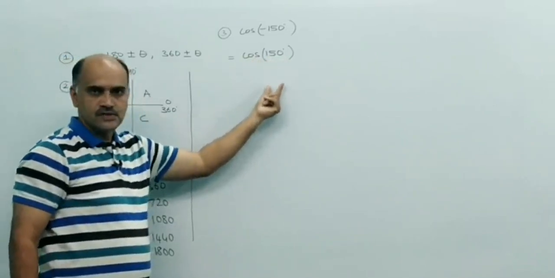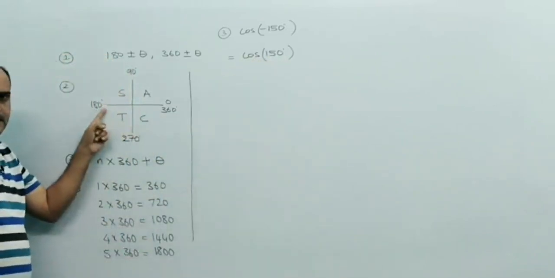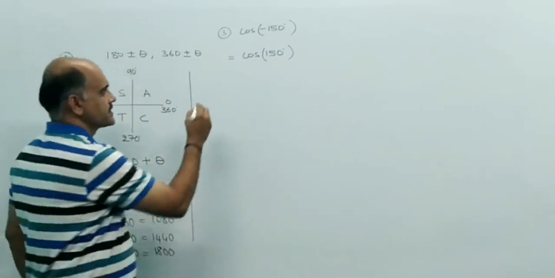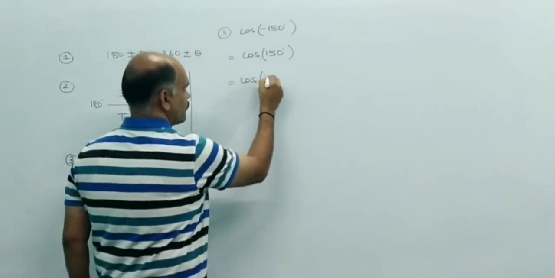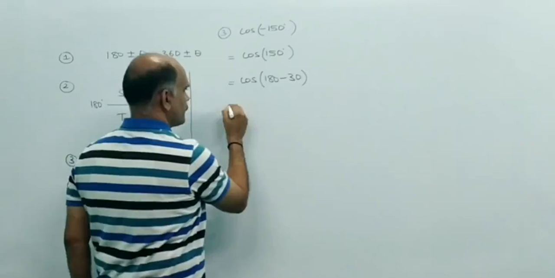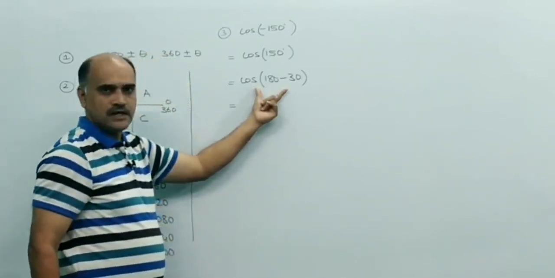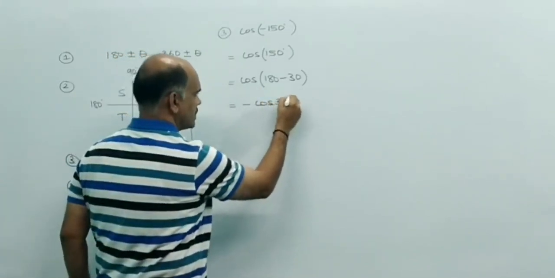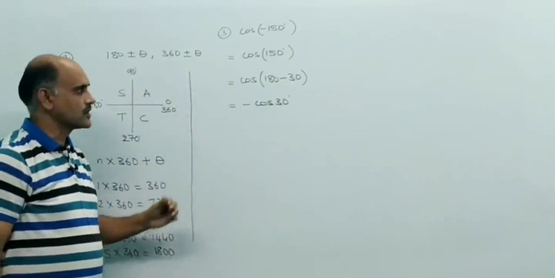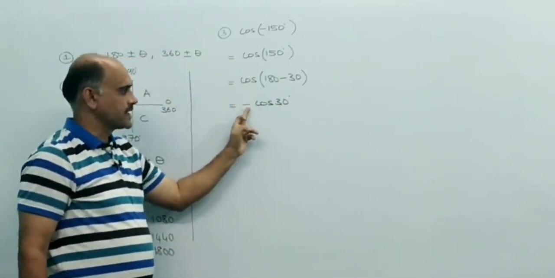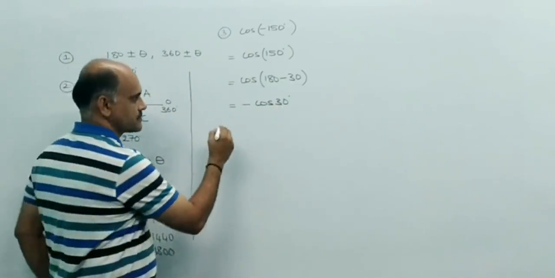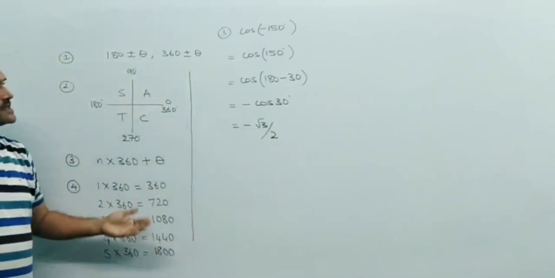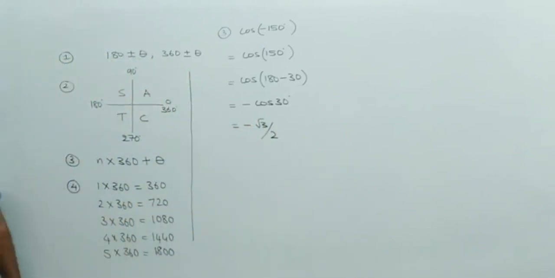Now as usual you can solve this. 150 is near to 180, so 150 can be written as 180 minus 30. So cos 180 minus 30. It is in the second quadrant. In the second quadrant cos is negative. So you will have minus cos 30. Then substitute the value of cos 30, minus root 3 by 2. Clear, students?